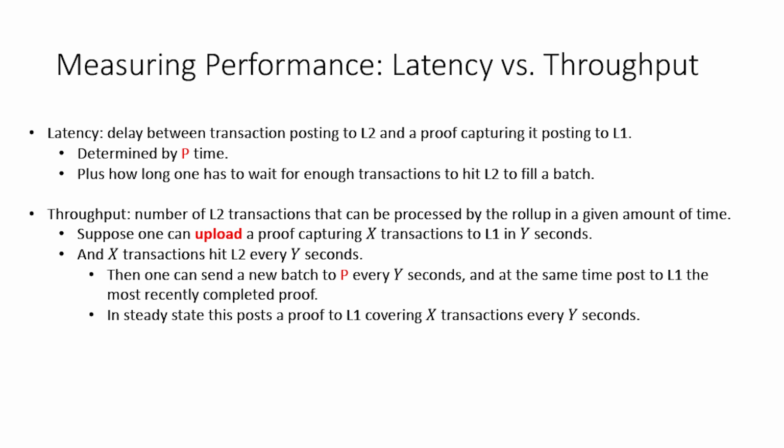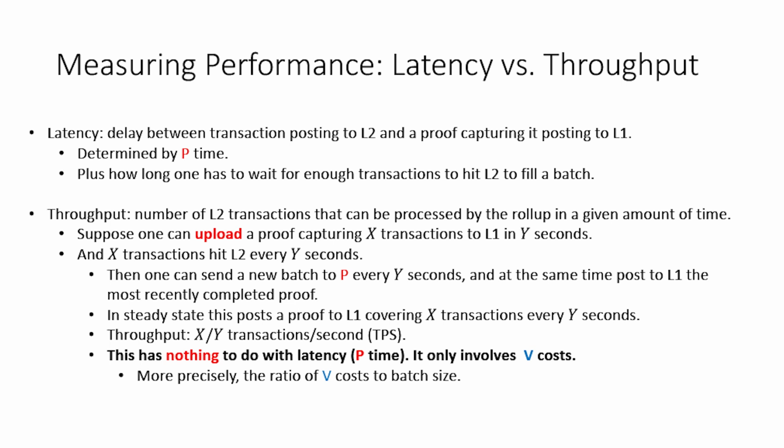So suppose one can upload a proof capturing X transactions, and it takes Y seconds to upload the proof. So forget about how long it takes to compute the proof. Once you have it, it takes Y seconds to upload. So you can do something called pipelining. Every Y seconds, you have collected a batch in the last Y seconds. You ship it off to the prover to start chewing on. At the same time, some proof has just finished being proved. You now have this new proof, and you start uploading that to the L1. So in steady state, X transactions are getting proved to the L1 every Y seconds.